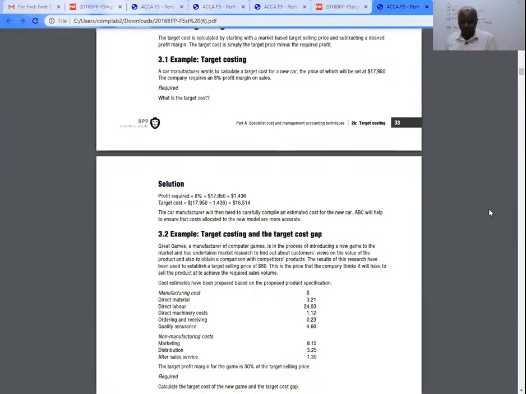It's a very simple thing. Take like a minute. Please try to identify that target cost.